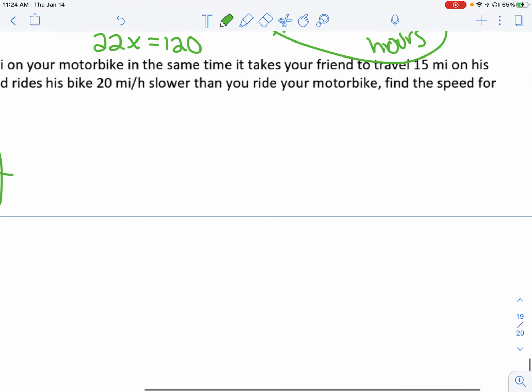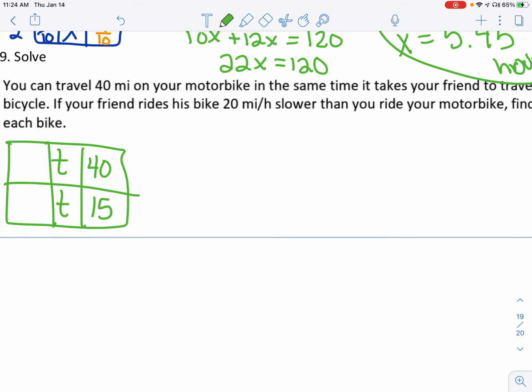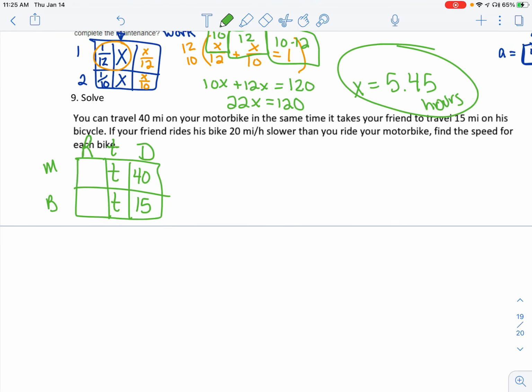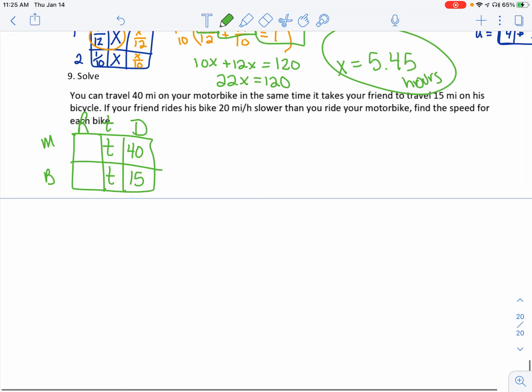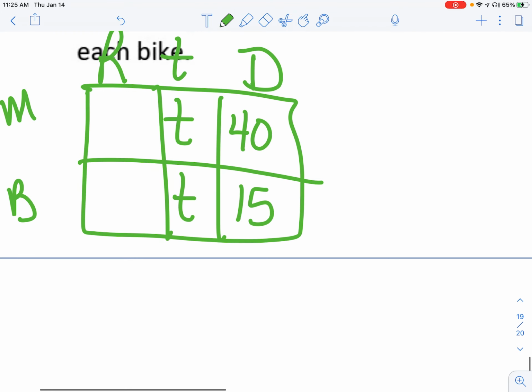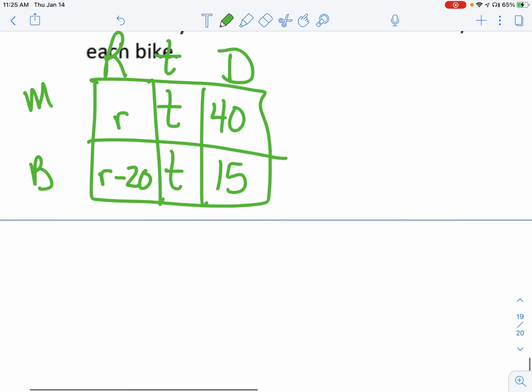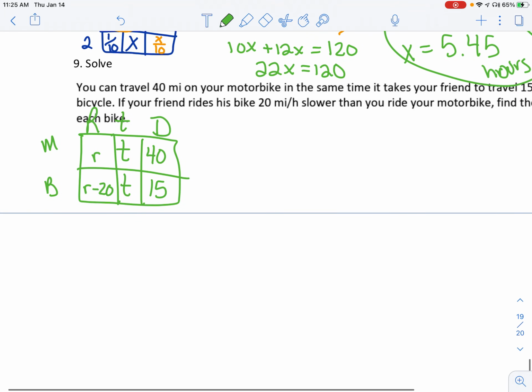All right, you can travel 40 miles on your bike in the same time that it takes your friend to travel 15 miles. So this is distance. This is rate and time. Your friend rides his bike 20 miles an hour slower. So that's your rate, take away 20, slower. And here's you. And let's set up our two equations. So I can do r times t equals 40. And I can do r minus 20 times t equals 15.